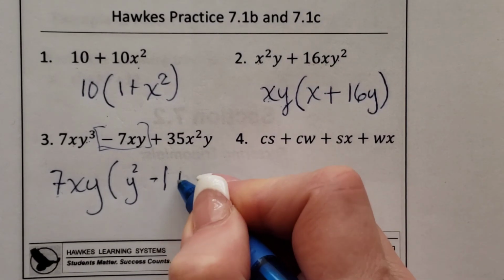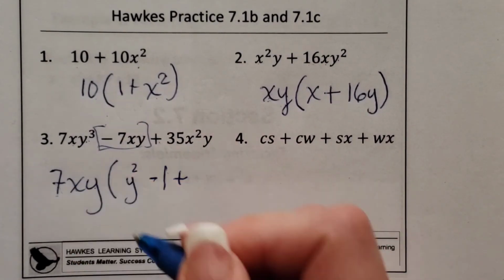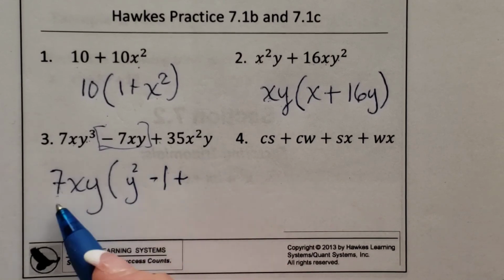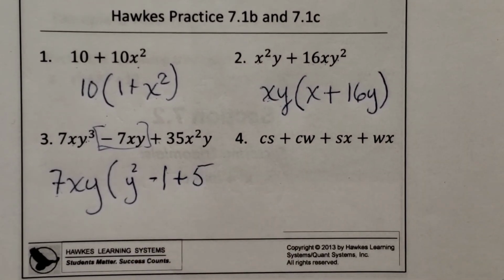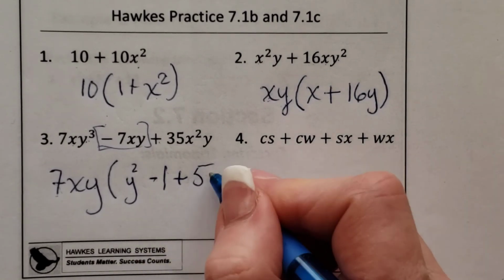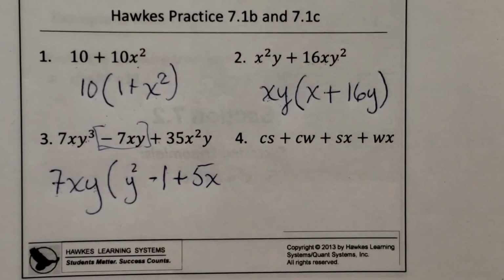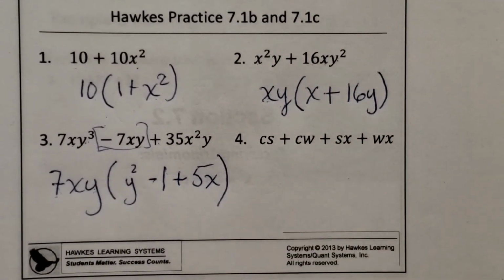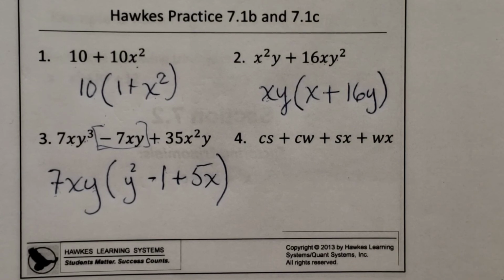All right, and then finally I have a positive being divided by a positive, so I know I have a plus. 35 divided by 7 is 5. X squared divided by x is x. Y divided by y is gone. I'm done. That is my final answer.